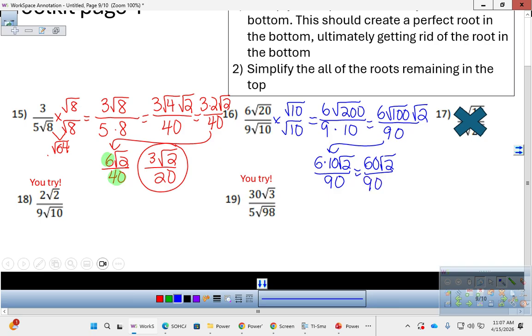And then I'm just reducing the 60 over 90. So 6 over 9 divided by 3 is 2 thirds. 60 divided by 90 reduces to 2 thirds. So I'm just combining those and reducing.